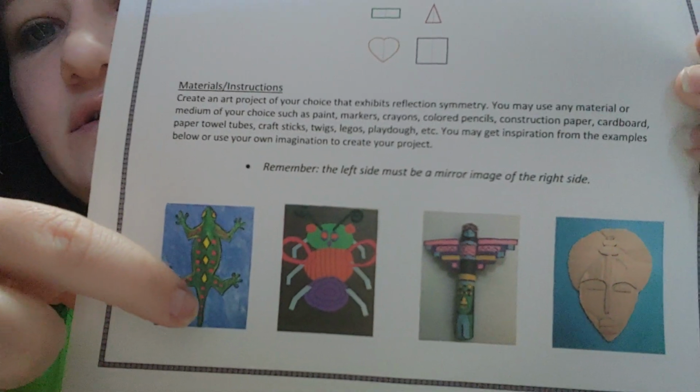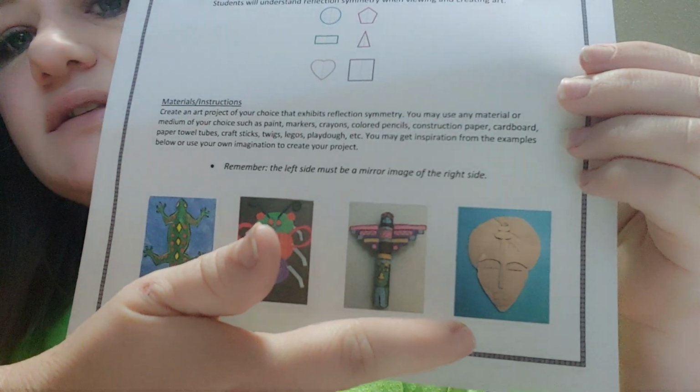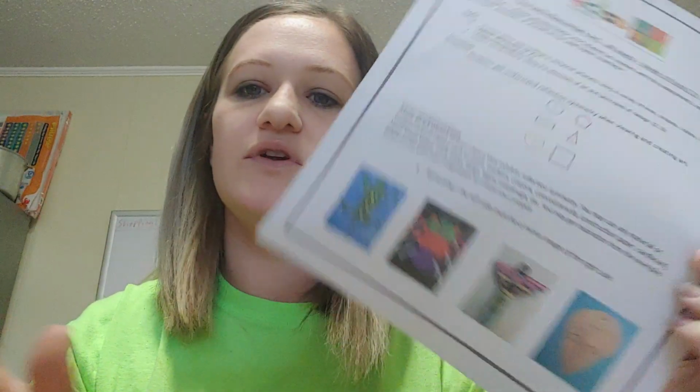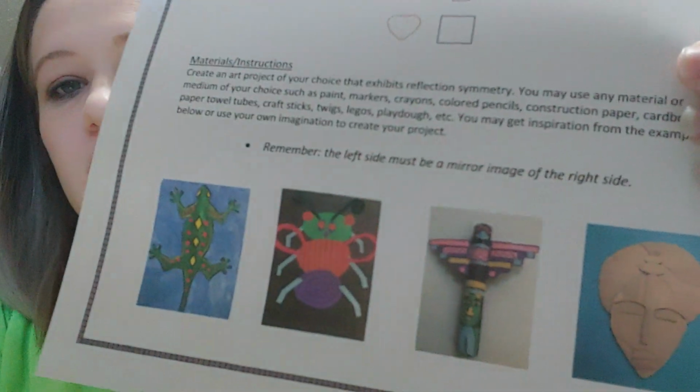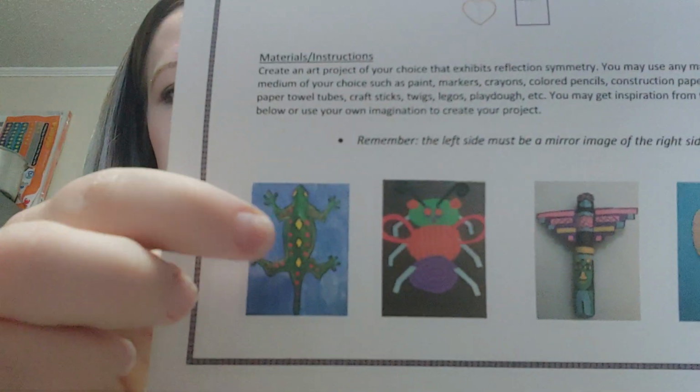Same thing on this lizard, this totem pole, and this mask. So you can create it however you want. You can do it with construction paper. This mask right here is made out of cardboard. So is the totem pole. It's made out of like a paper towel roll and some construction paper. Or you can paint a picture. You can draw a picture and color it, just showing me that line of symmetry.